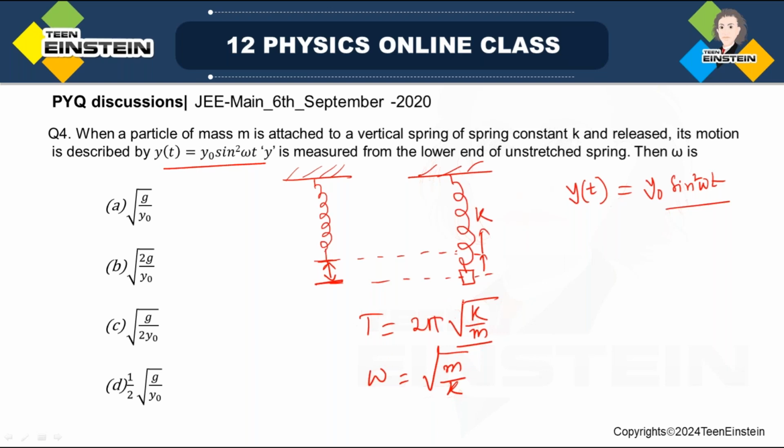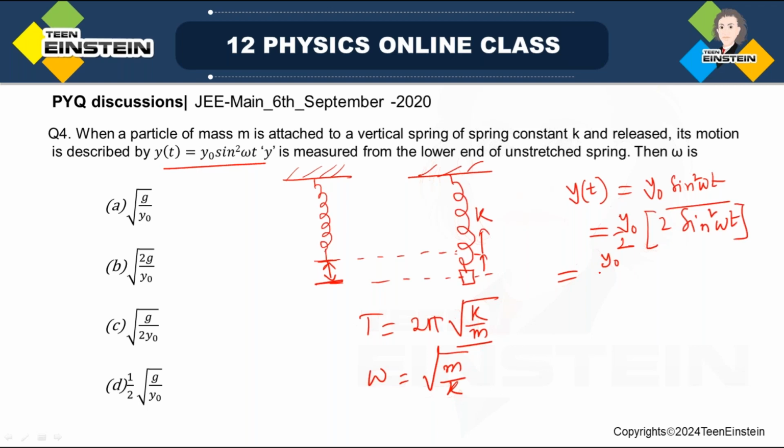But first of all, you have to find out what this motion is, whether it is SHM at all. To find out, I'm just multiplying by 2, to make it 2 sine square omega t.